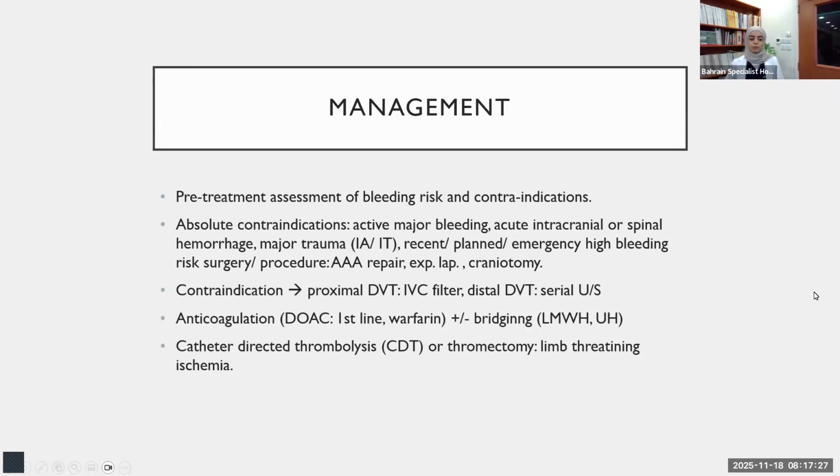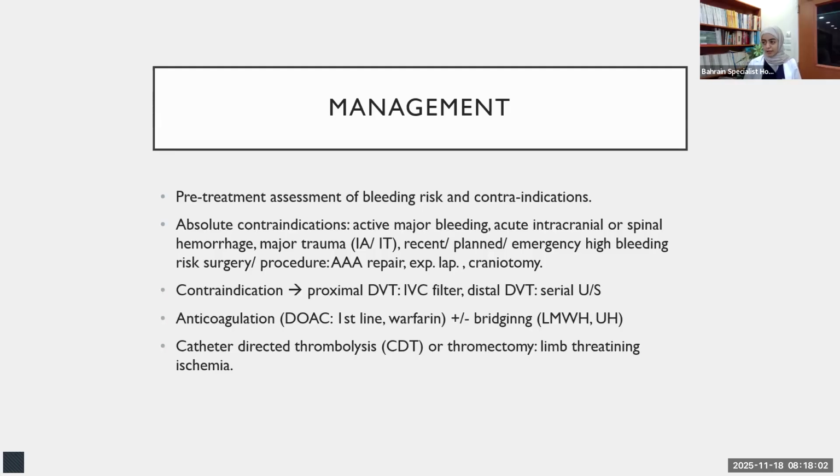For the management, before deciding the treatment, we should always assess for the bleeding risk and the contraindications for the anticoagulation. The absolute contraindications for the anticoagulation: active major bleeding, acute intracranial or spinal hemorrhage, major trauma, either intra-abdominal or intrathoracic, recent planned or emergency high bleeding risk surgery procedure like AAA repair or exploratory laparotomy or craniotomy.